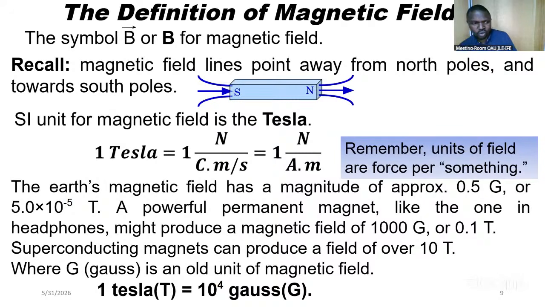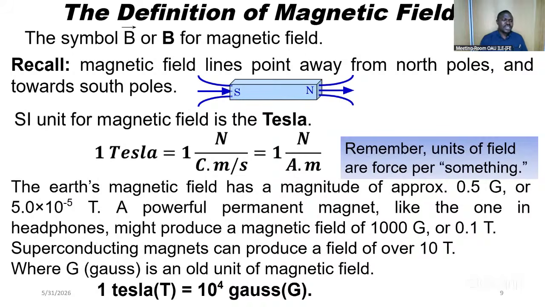We can recall that magnetic field lines, as I've told you before, point away from the north pole and toward the south pole, as you can see here. Also, mind you, I said that magnetic field lines can never start midway and can never stop midway, and they cannot cross each other. I hope you are following.